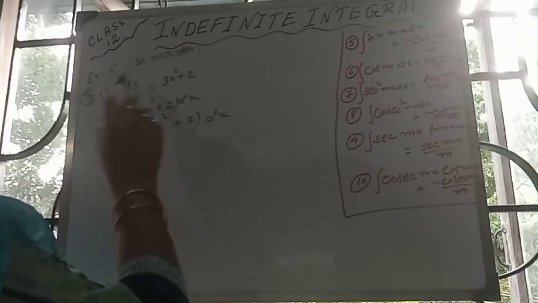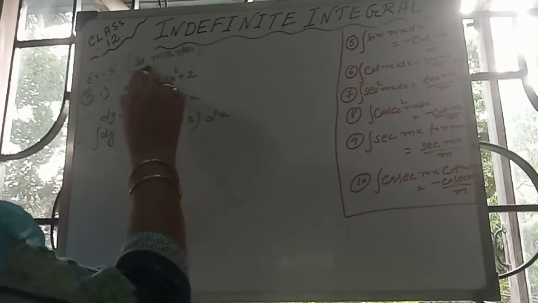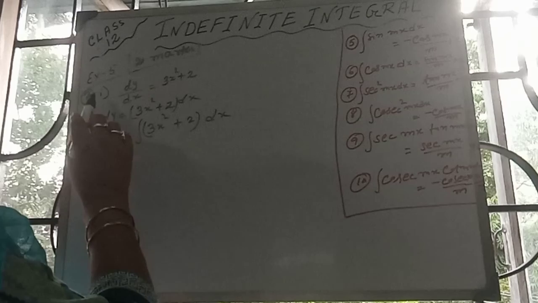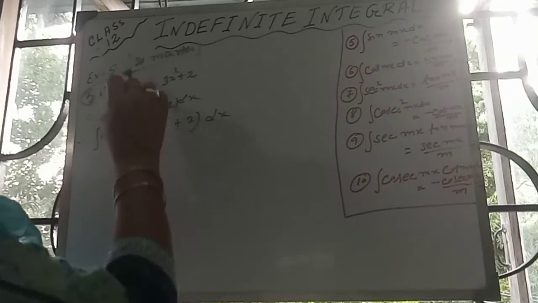Now let's start with the exercise. Exercise 5, at first the 2 marks questions. Question number 3 part 1. dy by dx, this is the question here.